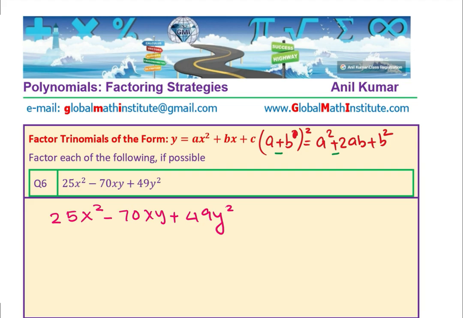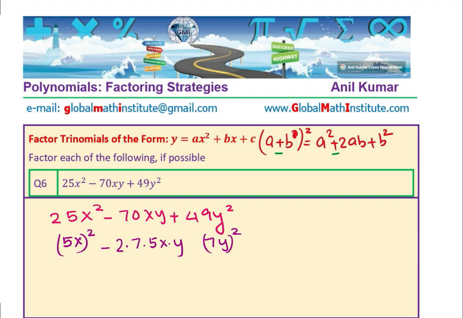So in this question, you observe that 25x squared, 25 is a perfect square. We could write this as (5x) whole squared. 49 is 7 squared, so we could write this as (7y) whole squared. And the center term, fortunately for us, is the product of 2 times 7 times 5x times y. So I wrote the numbers first, right? 2 times 5 is 10, times 7 is 70, which is 2ab. You get the idea.